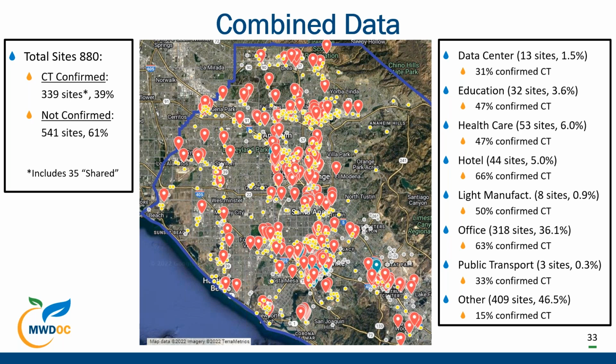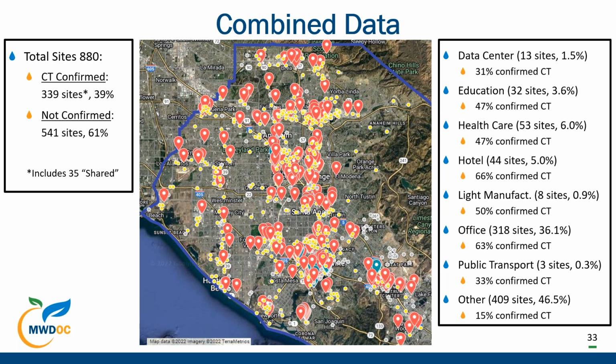So again, I looked at 880 sites that we put into the model, and out of that, 339 I confirmed had a cooling tower, and then 541 I could not confirm the presence of a cooling tower. I have a note here about includes 35 shared, so I'll get to that in a little bit.